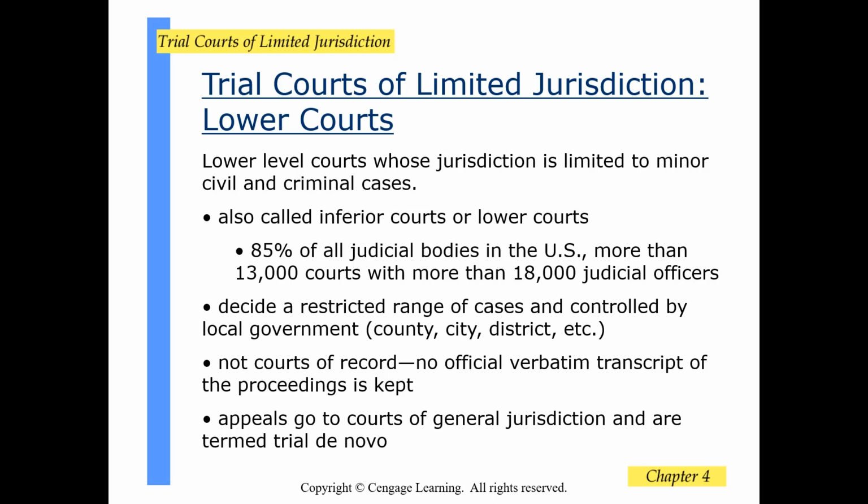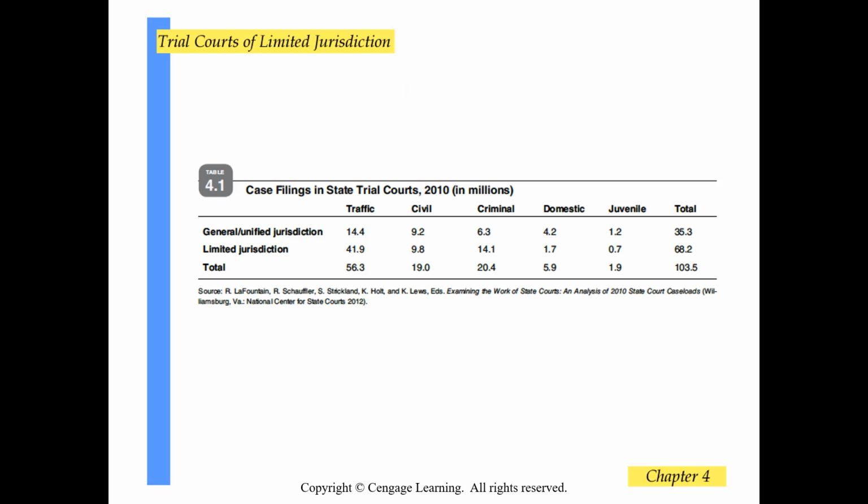They're not courts of record. There's no official verbatim transcript of the proceeding that is kept. And appeals go to courts of general jurisdiction, like district courts, and are termed trial de novo. Table 4.1 gives you a chart showing the number of case filings in state trial courts in the year 2010.